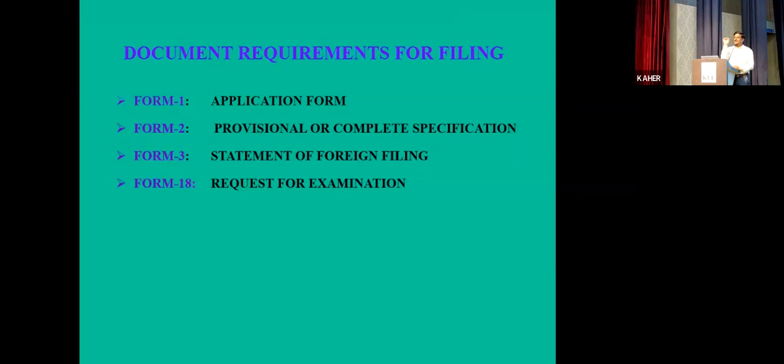So the form where you have to write the invention is form number 2. That is provisional or complete. You can file either provisional or complete.